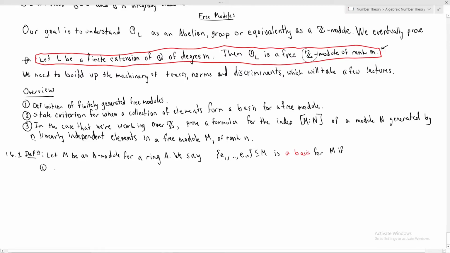One, this is a linear independence condition: if a linear combination of these e sub i's is 0, then each a sub i actually has to be 0. That's the first condition. The second condition is a spanning condition: M is generated by this collection.